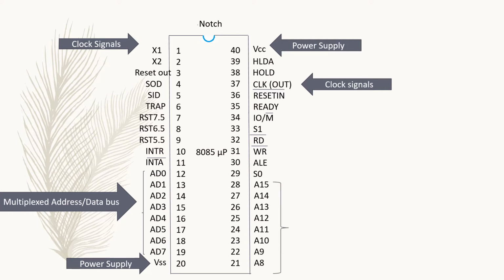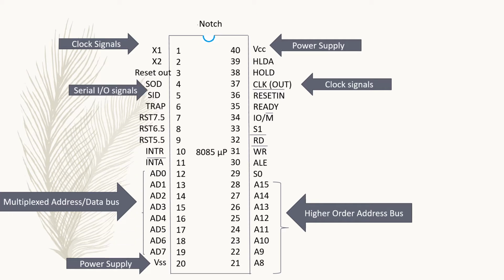Next, we have the higher order address bus. It is unidirectional. The lower order is multiplexed, while the higher order is always kept separate. Only this concept we have learned in the last class.